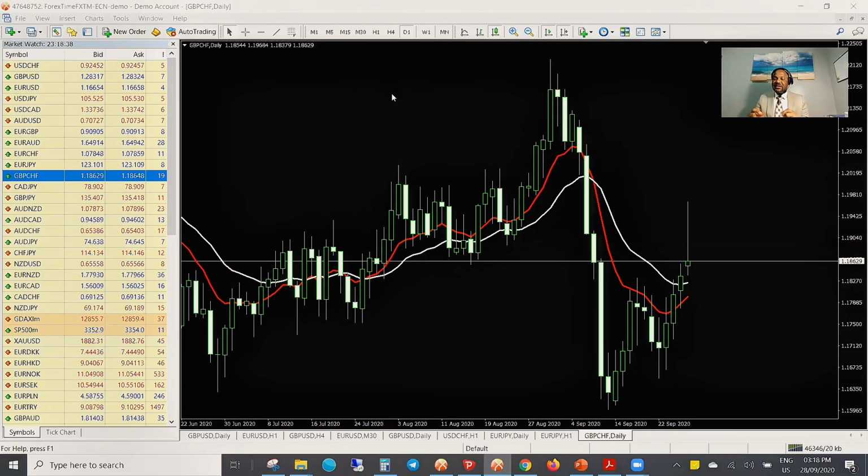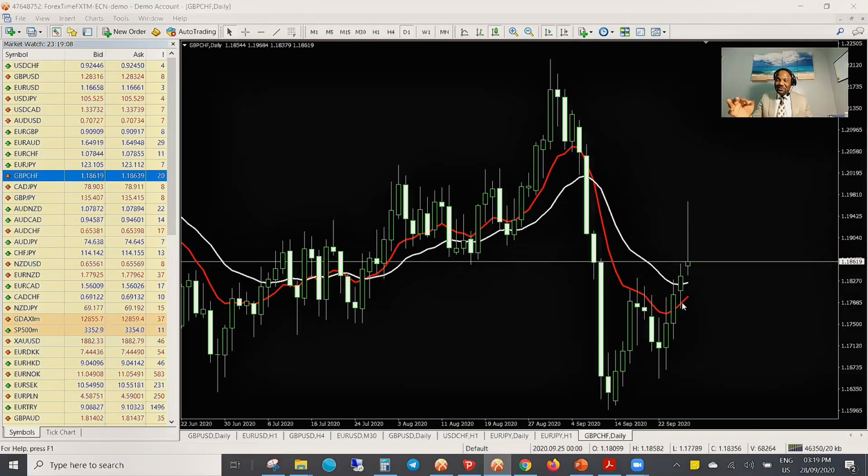This is a downtrend because the moving average 10 is below the moving average 20. Look at it. The red line is the one that represents the moving average 10, and the white line is the one that represents the moving average 20. It is technically a downtrend. All right? It's a downtrend, guys. Is that okay?